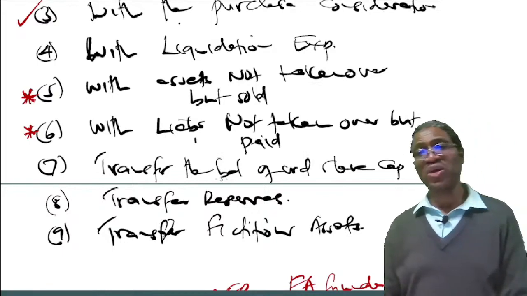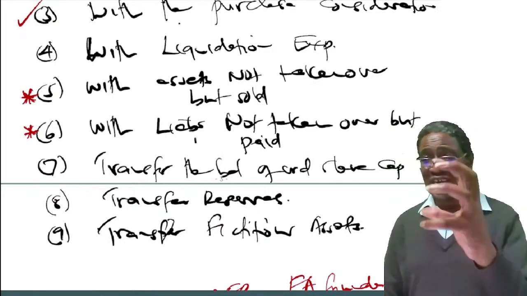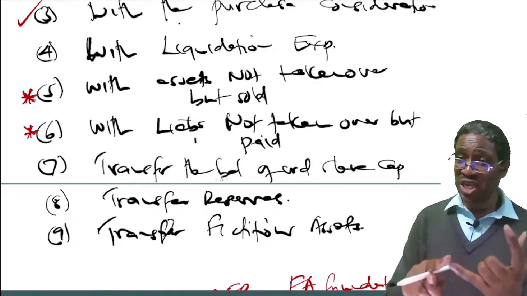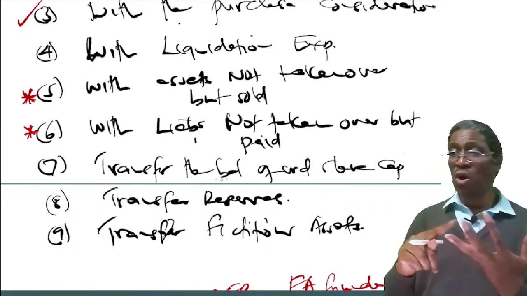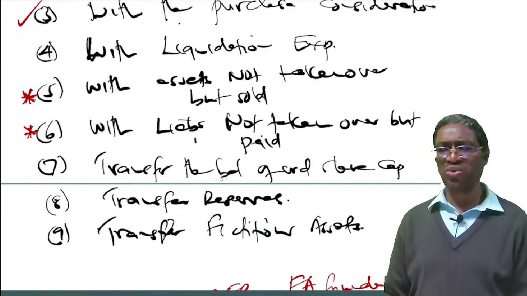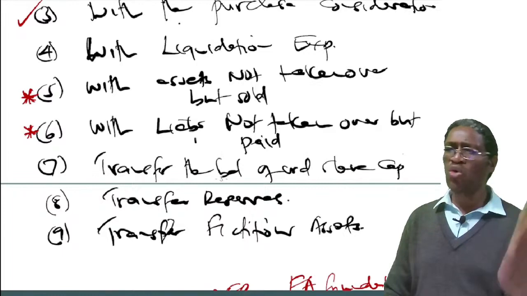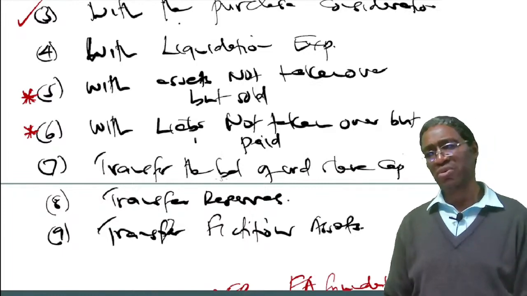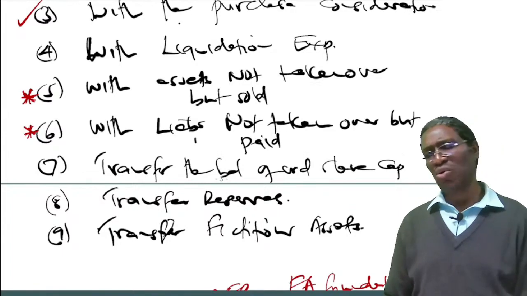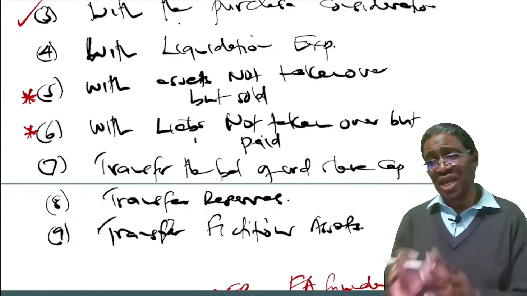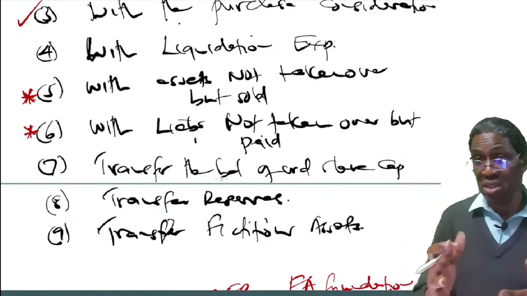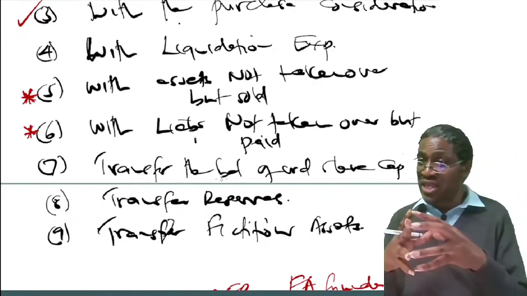Rarely will you get a question which has the entries number 5 and 6, whereby assets were not taken over but they were sold, or liabilities were not taken over but they were paid. In most questions you are told the company B took over the assets, all of them from A. Then you are told the liabilities were all taken over. But I've just given entry number 5 and 6 just in case. But I've said they are rare.